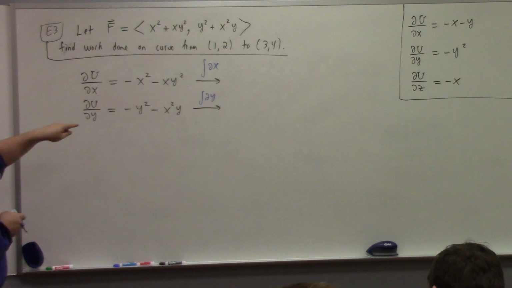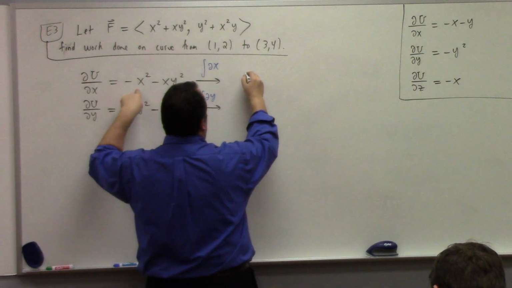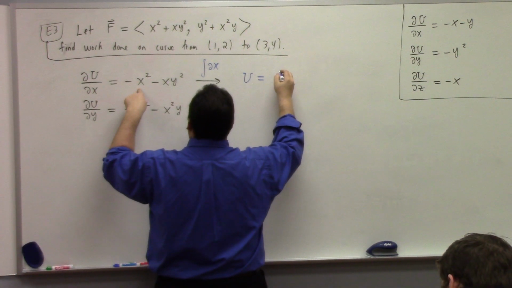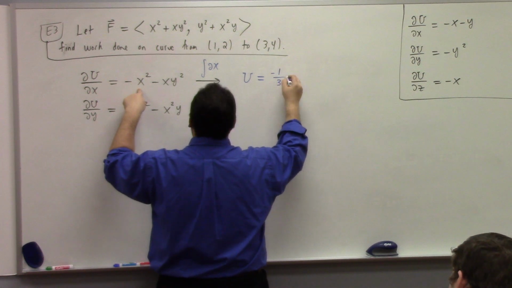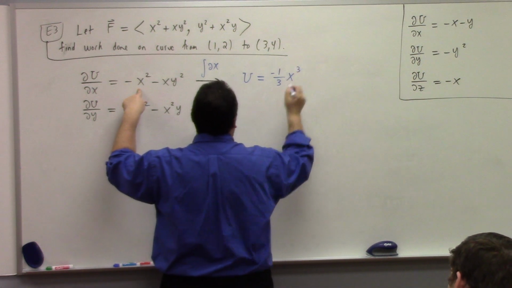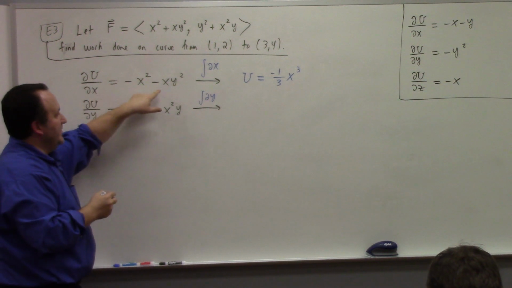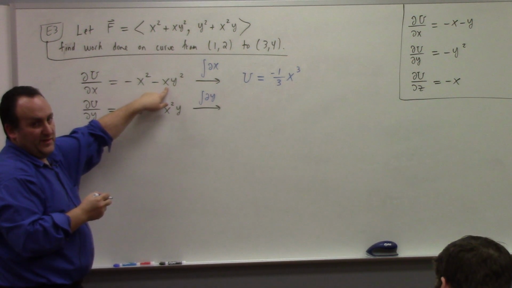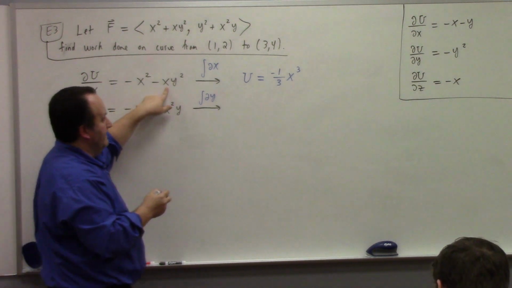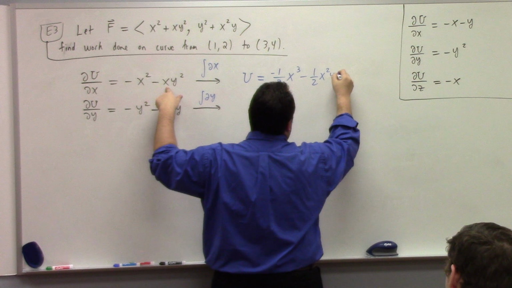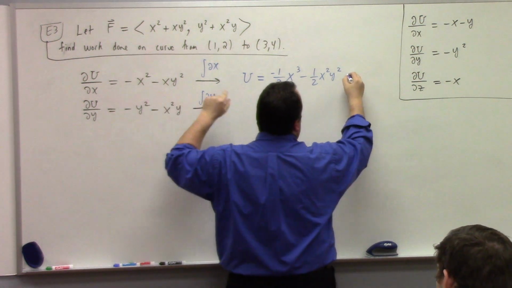What would the integral of this be? X squared integrates to x cubed, right? Divided by 3. So that suggests a minus 1/3 x cubed, right? How about this? When you integrate that with respect to x, what would it be? Yeah, minus 1/2 x squared y squared. Very good.